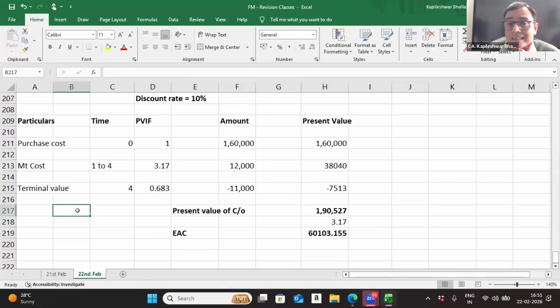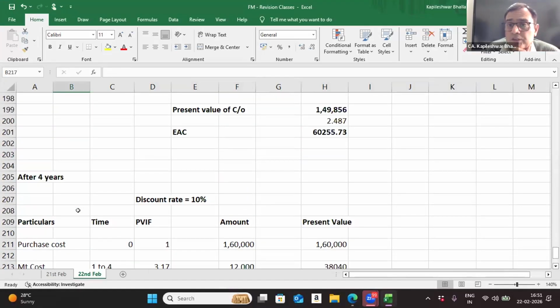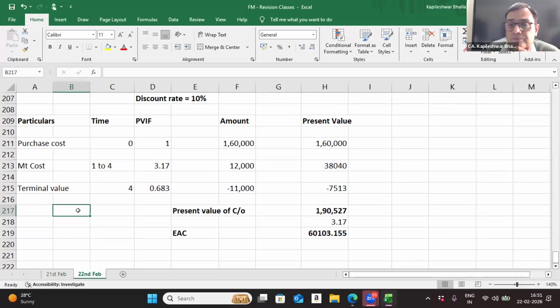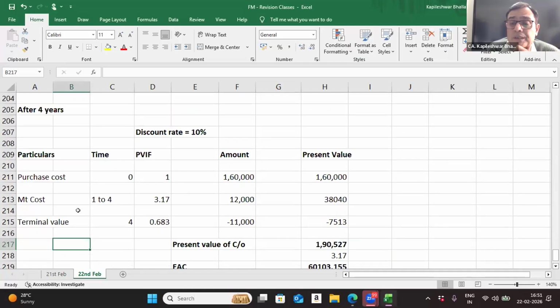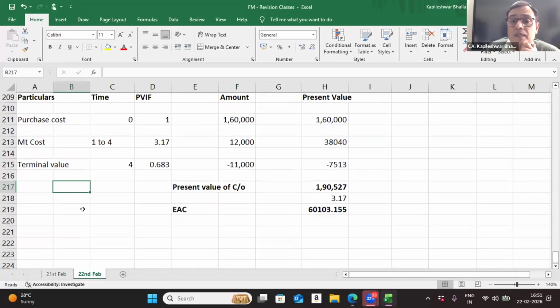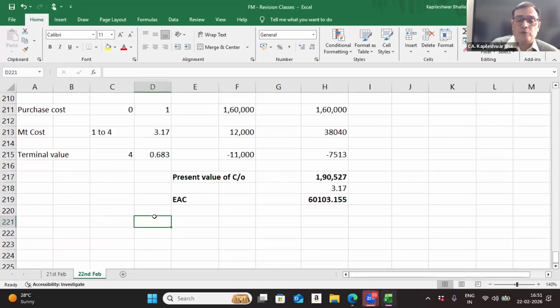So the equated annual cost in the first one is 60,255 and this is 60,103. So which option is better? Replacement after 3 years or replacement after 4 years? Replacement after 4 years is a better option because then the equivalent annual cash outflow is lesser. Okay, great. Though there was no tax rate, without the tax rate the intensity, of course, goes a bit down, but that's fine.